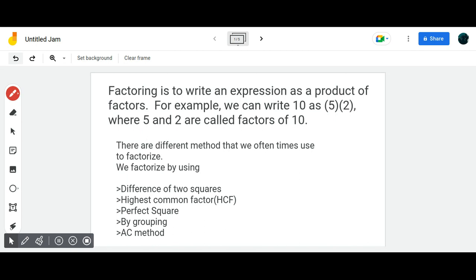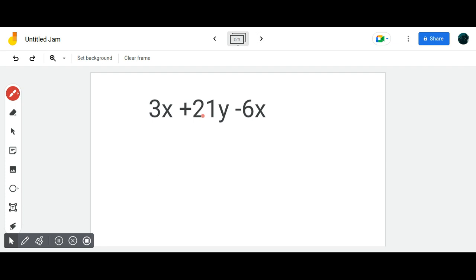So there are different methods that we can often use to factorize. We factorize by using difference of two squares, highest common factor, perfect square, by grouping, and also using the AC method. But we're not going to go through all the methods today. We're going to just look at using the highest common factor. Another day we can look at the others. And I'll also post videos containing how to solve difference of two squares and AC method and all of that stuff.